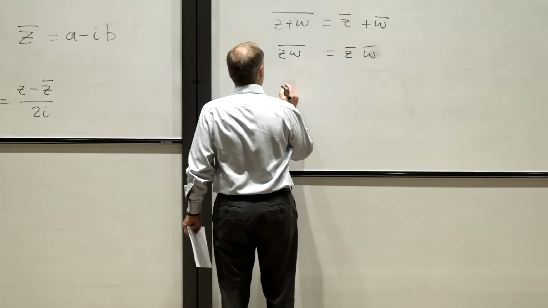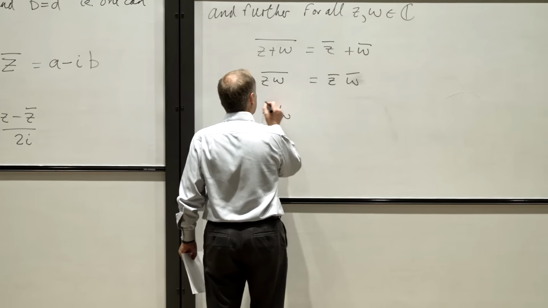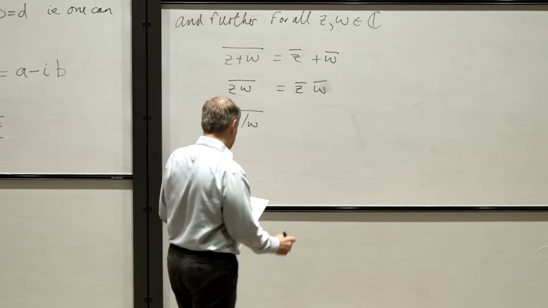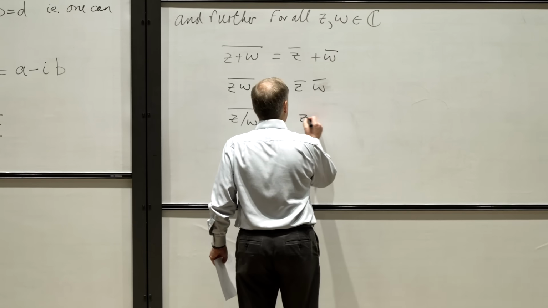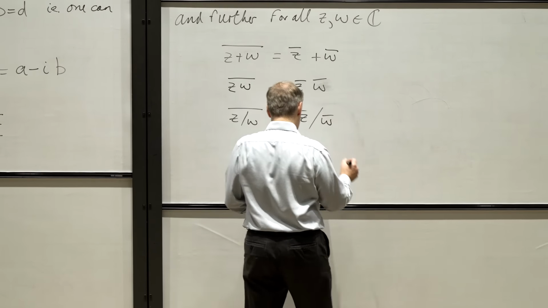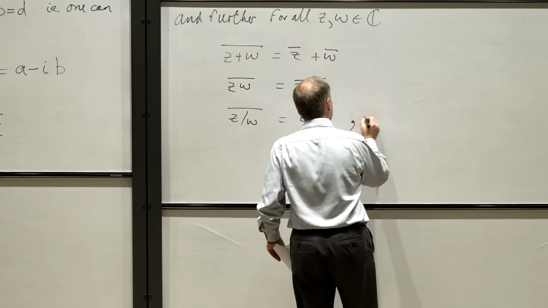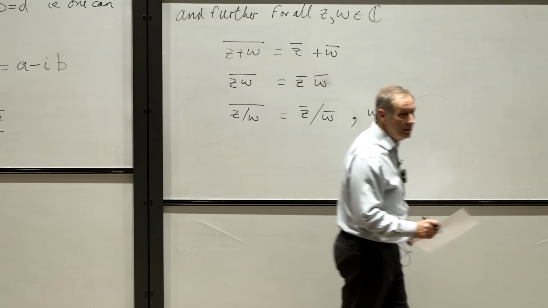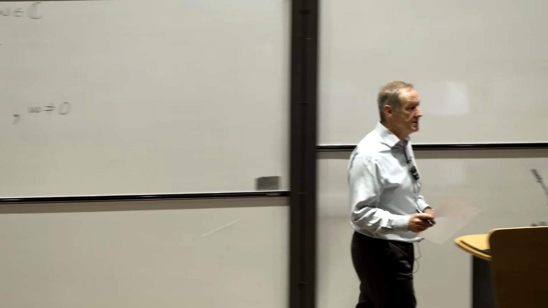And z over w is a complex number. You can take its conjugate. This is z bar divided by w bar when w is not 0. Okay? So you can go away and prove these. These are a simple exercise for you to go away and prove. Okay?